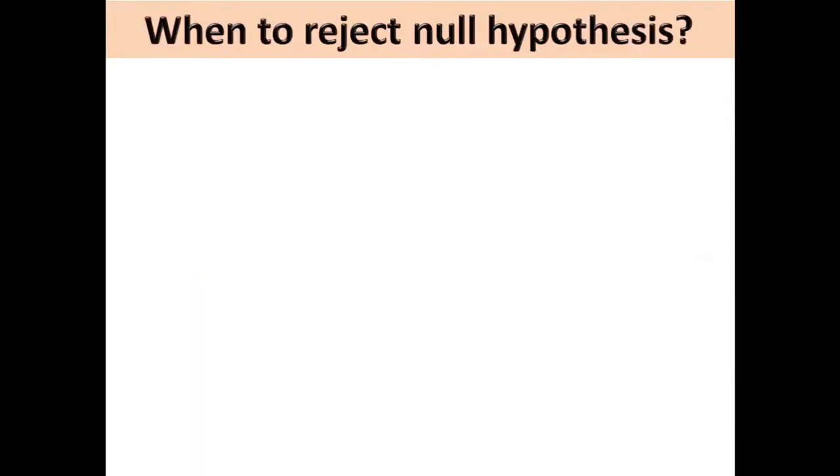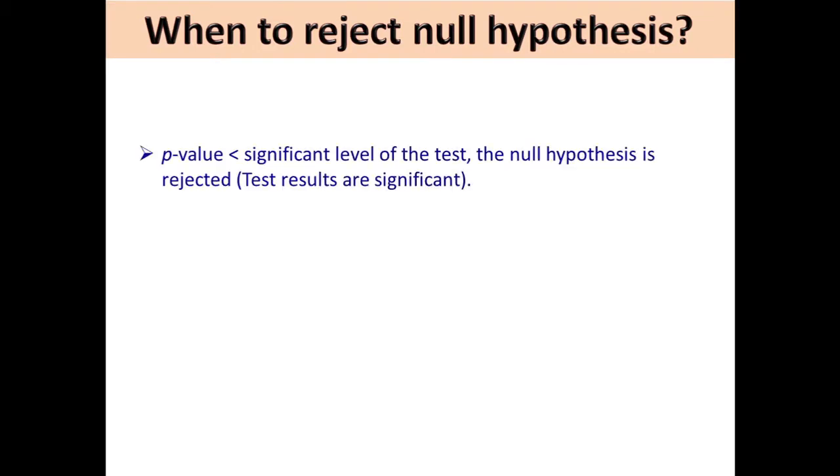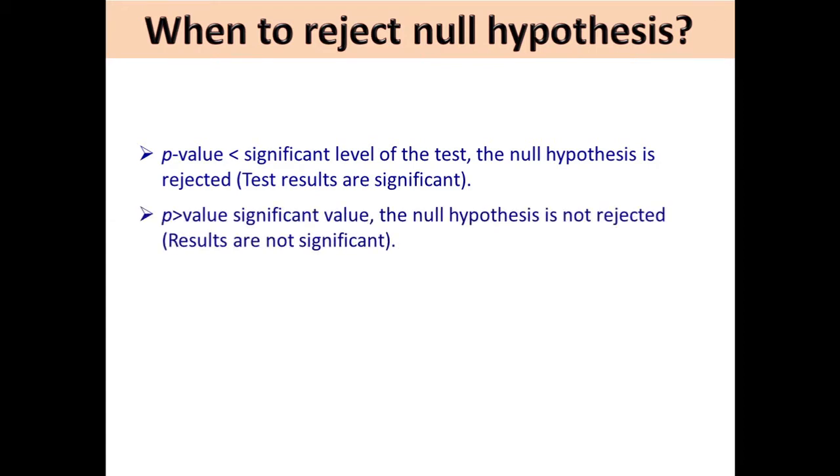When to reject a null hypothesis? Rejection or acceptance of the null hypothesis totally depends upon the p-value. When the p-value of the data is less than the significance level of the test, the null hypothesis is rejected, which indicates that the test results are significant. However, if the p-value is higher than the significance value, the null hypothesis is not rejected and the results are considered not significant. In general, we take the level of significance at 5%. It means that the researcher is willing to take as much as a 5% risk of rejecting the null hypothesis.